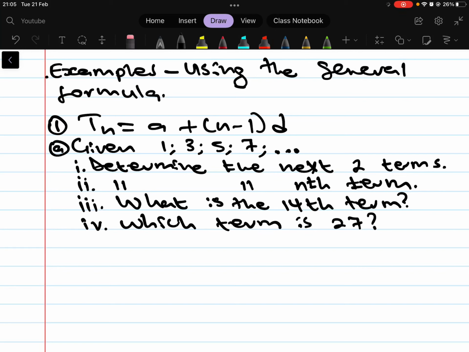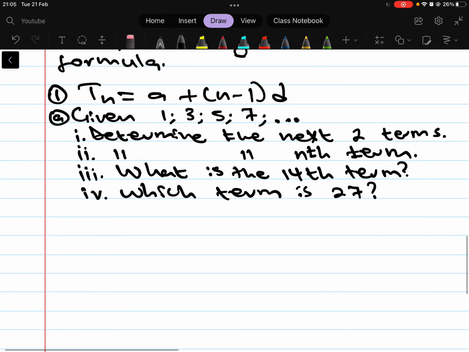Okay, as promised in the previous video, we're going to be doing examples going forward. So starting with this one, we are looking at a couple of examples of using the general formula. The first example is using the general formula of a linear number pattern, which is also referred to as an arithmetic sequence. So in this example, we are given 1, 3, 5, 7. That's our sequence or number pattern, which is linear.